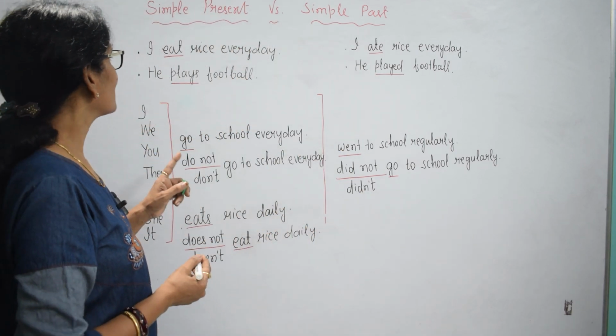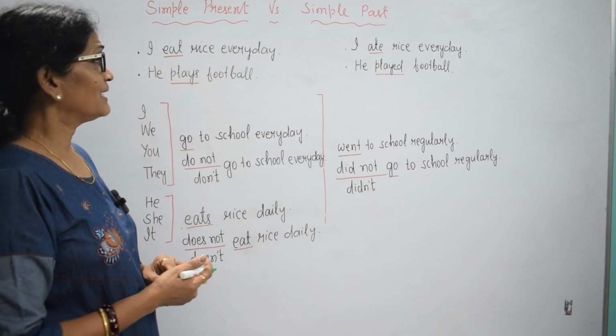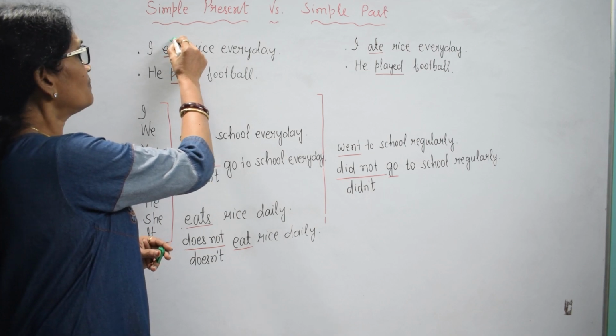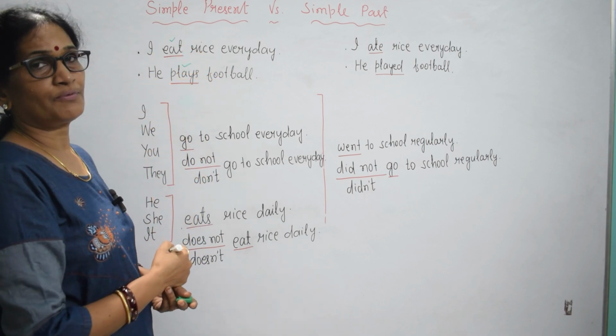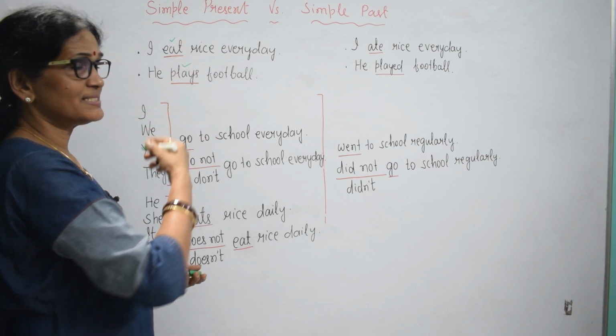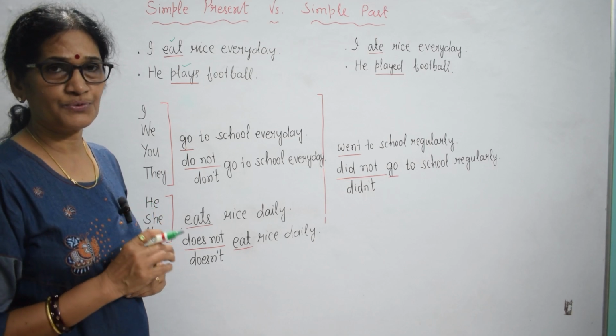Let's see. I eat rice every day. He plays football. Eat is the root form of a verb. Plays: s is added with the root form of a verb. Both the sentences are simple present, as the root form of verbs is used.